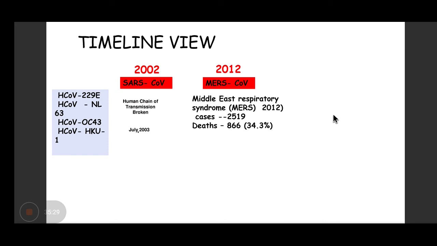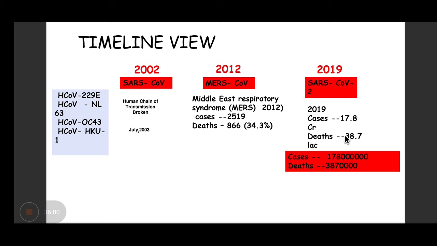In 2012, another coronavirus was identified in the Middle East, and that outbreak has been going on since 2012 until today. There have been around 2,519 cases with 866 deaths. So the mortality of MERS coronavirus is around 34%. The mortality in SARS coronavirus is around 15%.